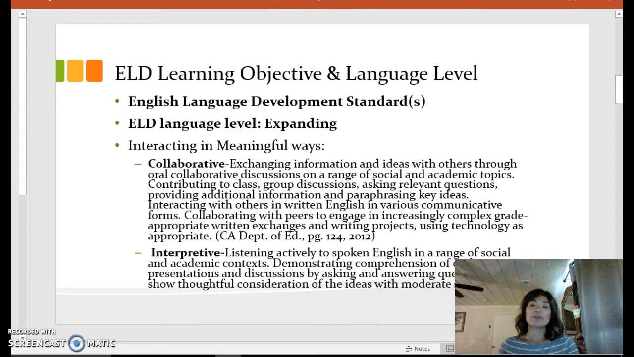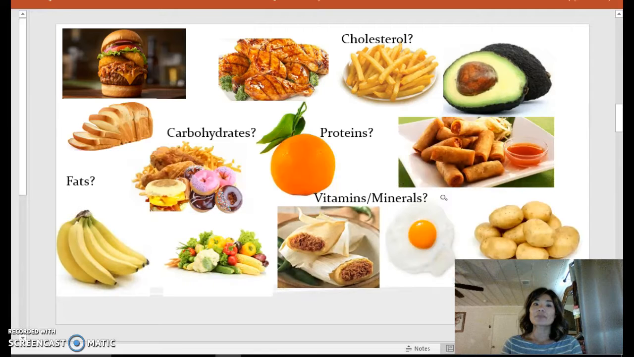The English language development standards I'll focus on are interacting in meaningful ways, particularly the collaborative and interpretive parts, A and C. This lesson will be geared for the expanding EL learner.